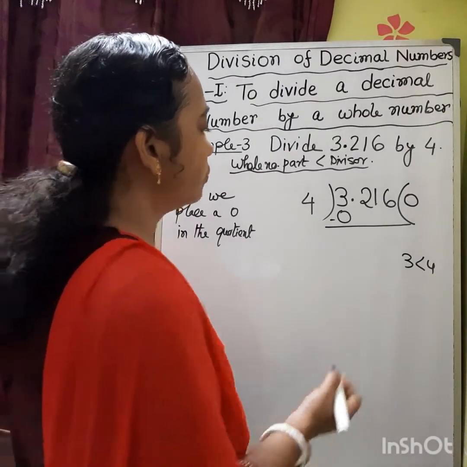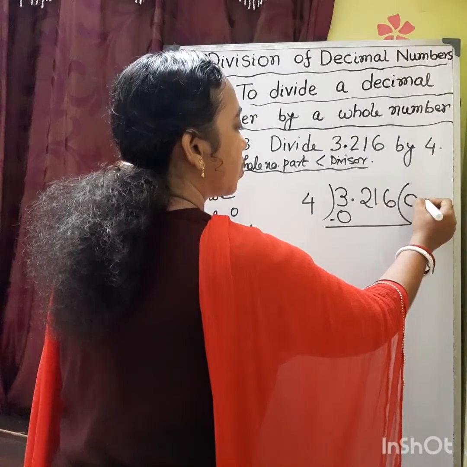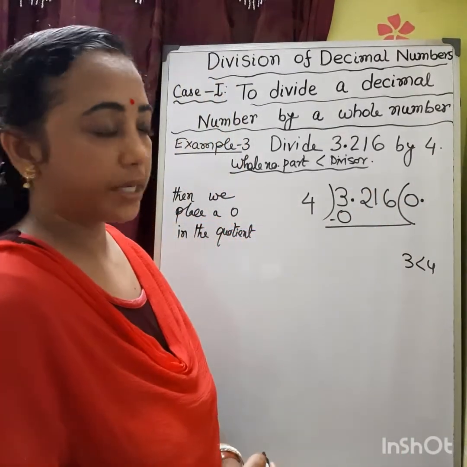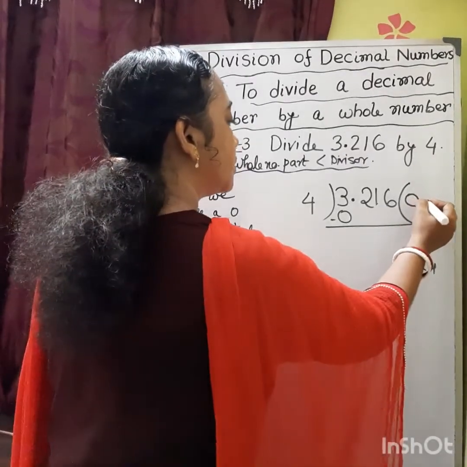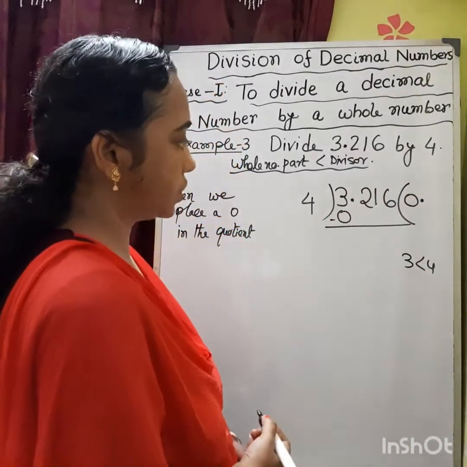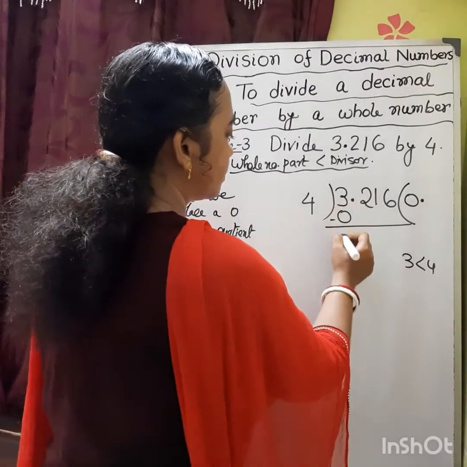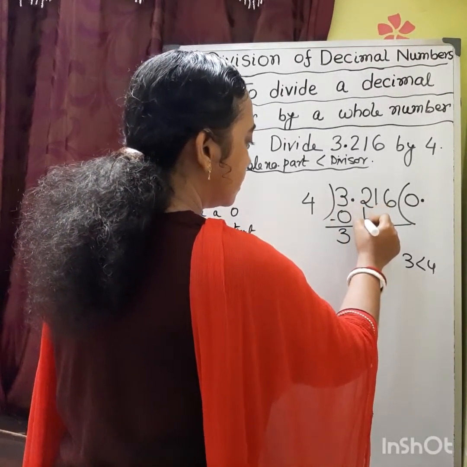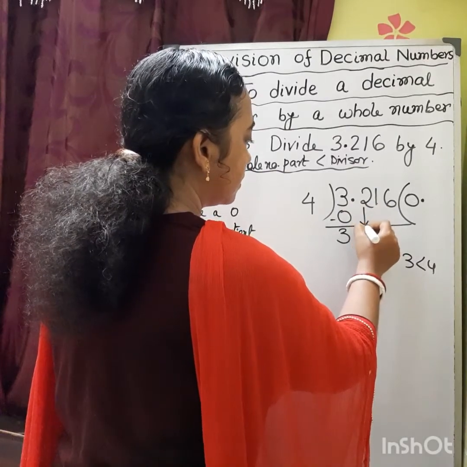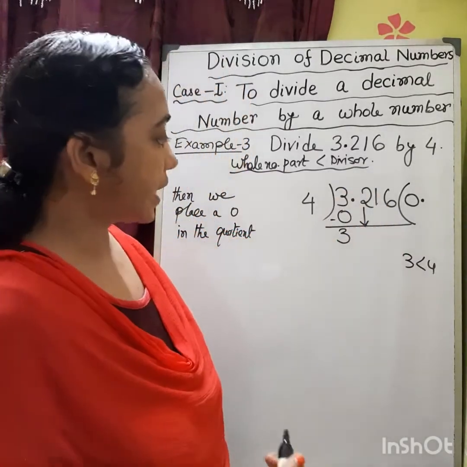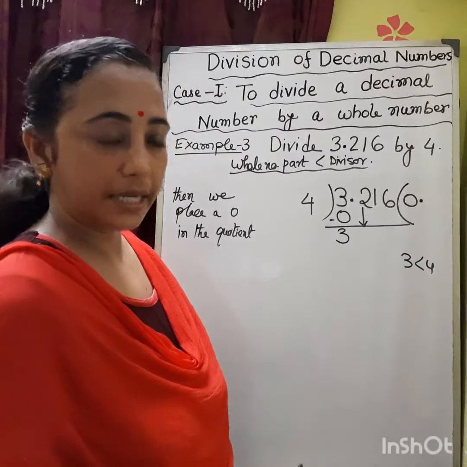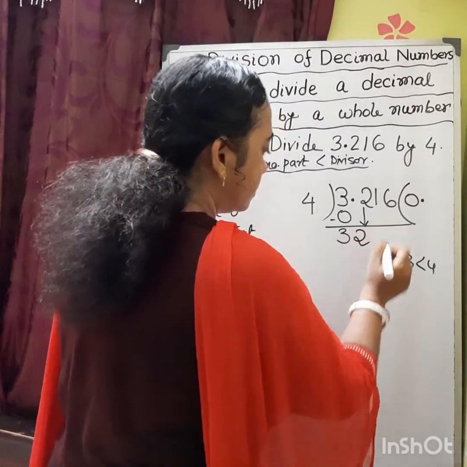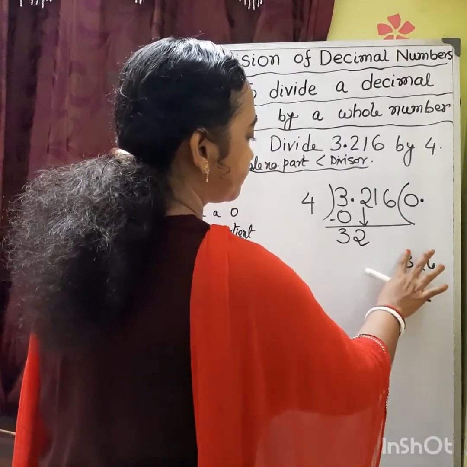So what we will do, we will put the decimal point in the quotient here, because after the whole number part, one decimal point is there. So similarly, we put the decimal point in the quotient also. Now subtracting, we will get 3. Now we bring down the next digit, that is in the tenths place, or we can say the first digit in the decimal part. So we will bring down this 2 here.